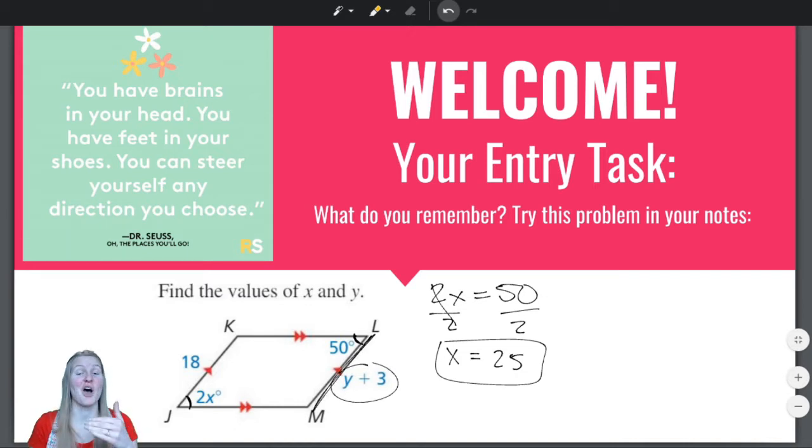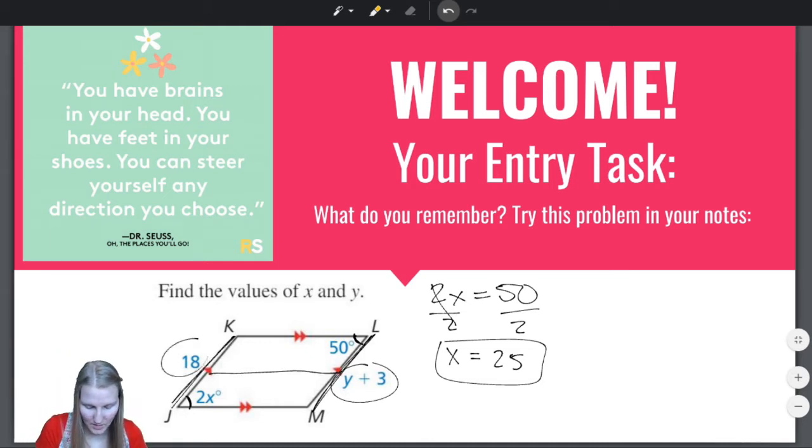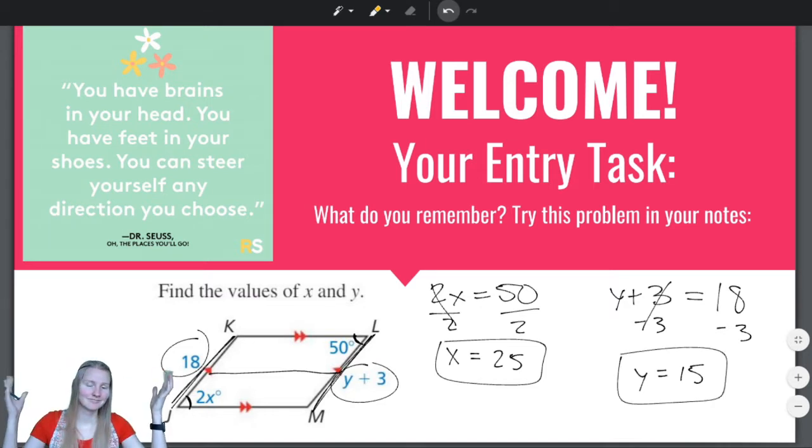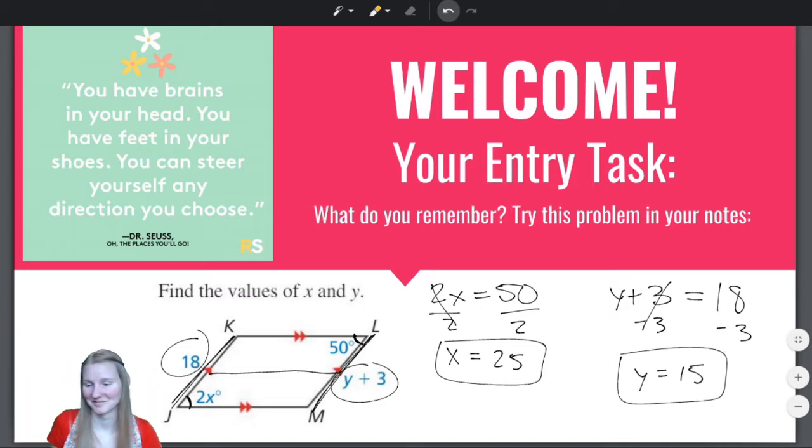And hey, the parallelogram opposite sides theorem tells me that opposite sides must also be congruent. So if LM is y plus 3, that must be the same as KJ, which is 18. And if I subtract 3 from both sides, y is equal to 15. Ta-da! Okay, nice review from the last video.